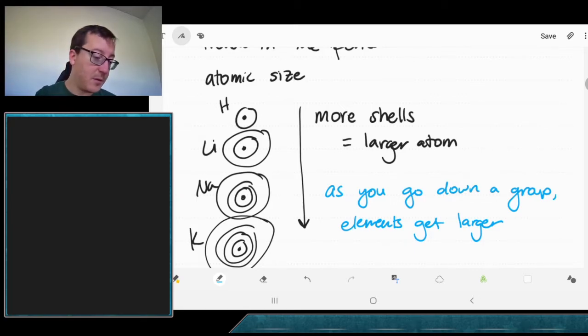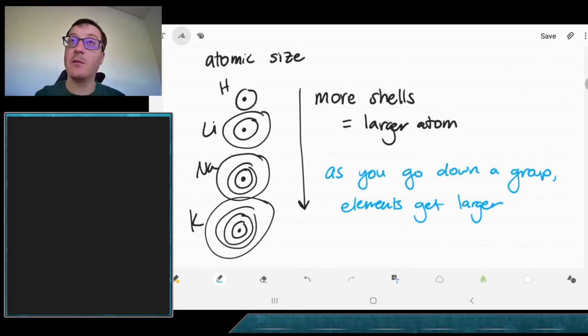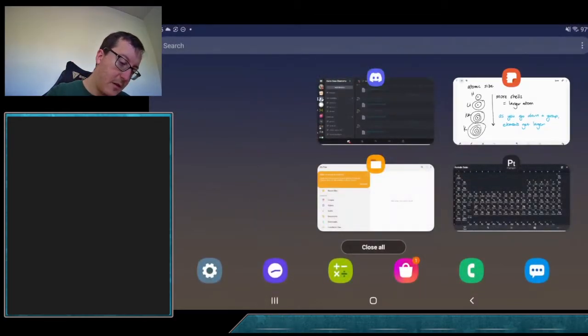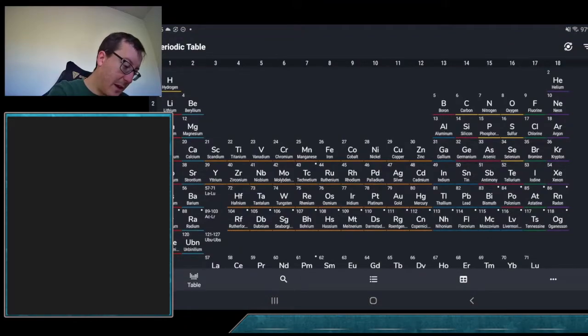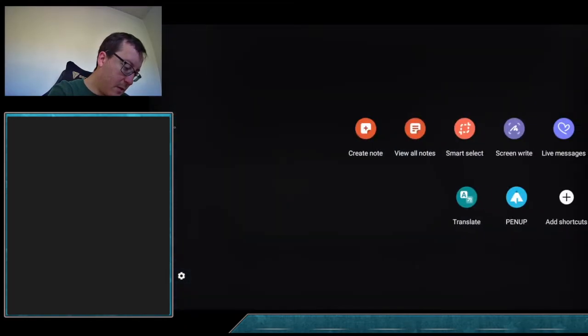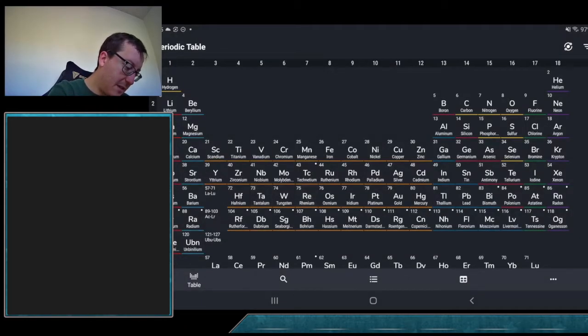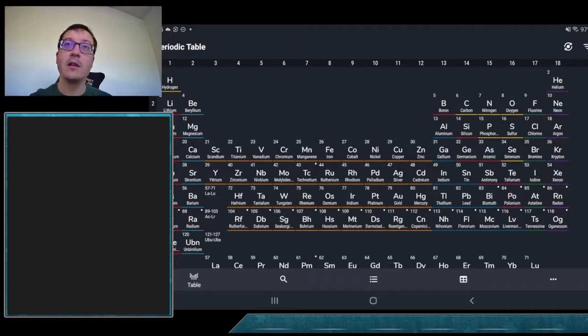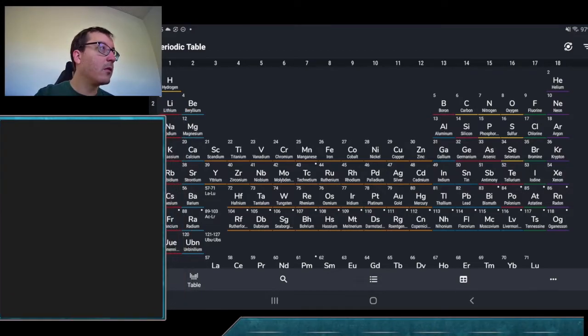So, for example, of these four, we saw that potassium is the largest, and it's also the farthest one down on the periodic table in that group. So we saw here we had hydrogen, lithium, sodium, potassium. So we're going down the group.